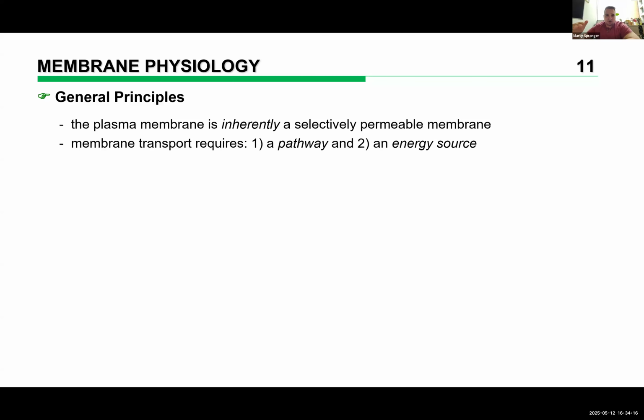If we want something to move across the membrane, then it requires two things, and this is really important for the rest of the semester. We need a pathway and we need an energy source. You might say, well, you just talked about the membrane. Well, the pathway might not be the bilayer. The pathway might be a protein in the membrane or something like that. Regardless of what the pathway is, we're going to need an energy source as well. This can be passive or it can be active transport.